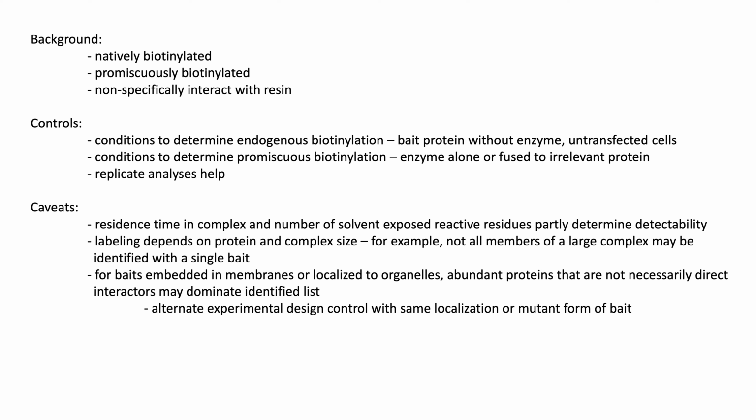Further, for bait proteins that are embedded in membranes or localized to organelles, abundant proteins that are present in those locations but are not necessarily direct interactors will likely still be present and may dominate that identification list. Just because there's a lot of them, they're going to tend to be labeled. So in that case, an extra experimental control in which proteins with the same localization are used but different interactors, or even a mutant form of the bait protein, may help to distinguish those possibilities.